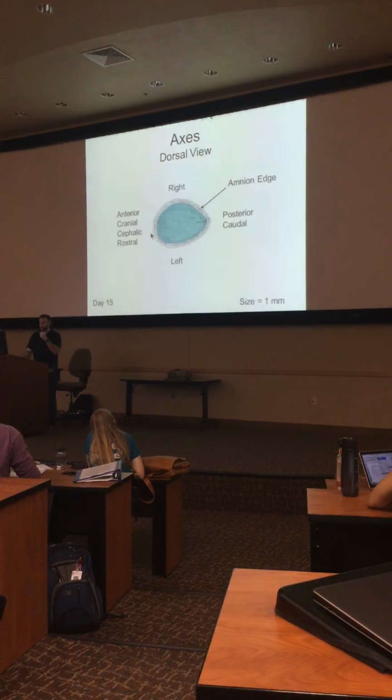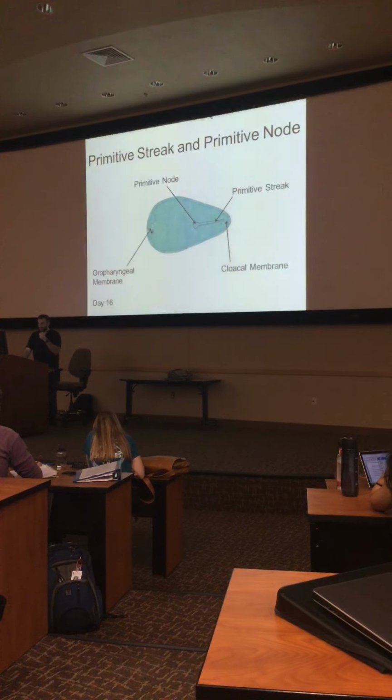Okay. So we're starting week 3. This thing right here forms, and this thing right here starts to form. This thing is called the oropharyngeal membrane. It's right here. And then the primitive streak and the primitive node grow caudally to anteriorly like this.